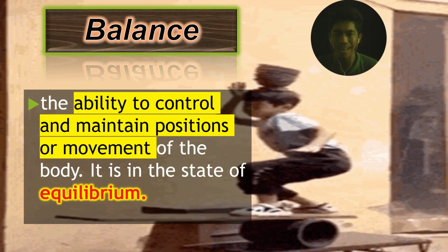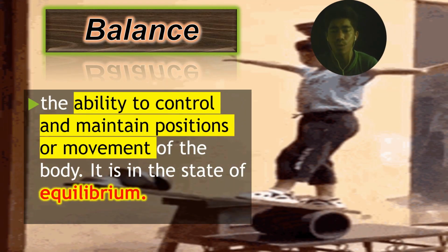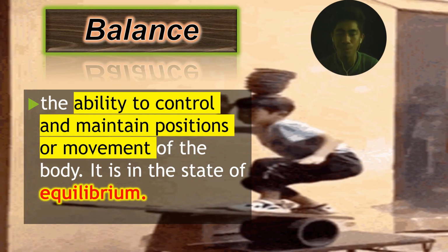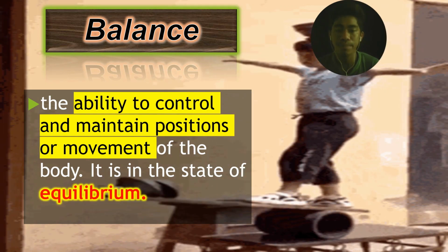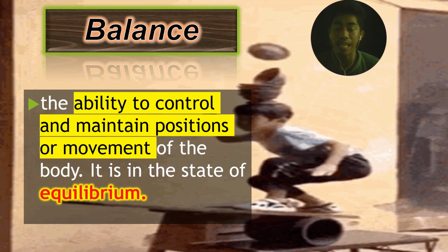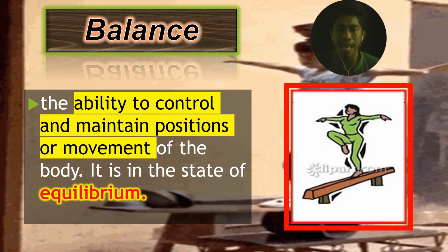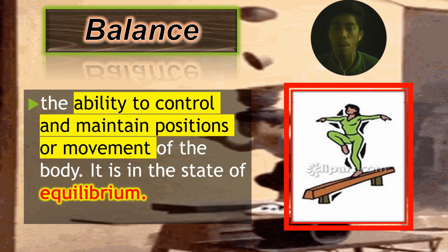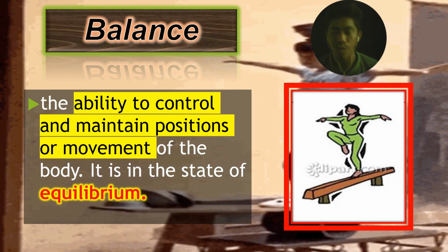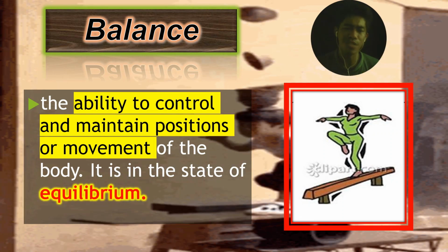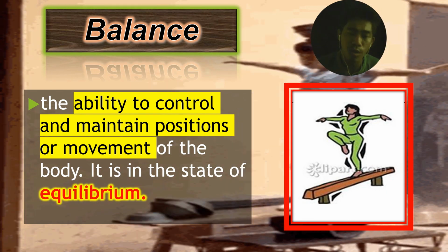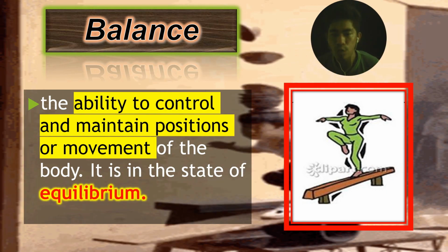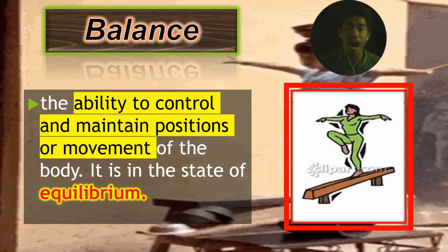What do you think is this component? Yes, that is balance. What is balance? This is the ability to control and maintain positions or movement of the body. It is the state of equilibrium. And my example for that one is beam balancing in gymnastics. And if you observe at the back, a baby or a boy does balance while doing other things.